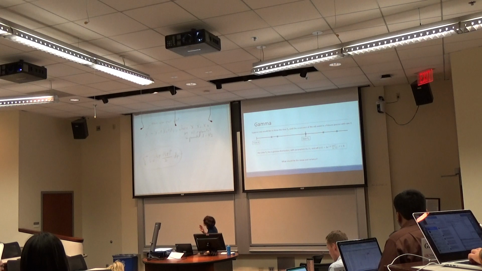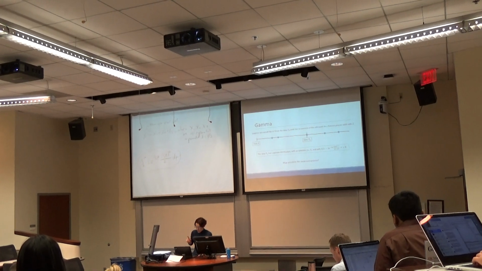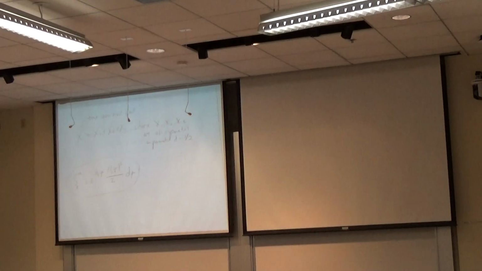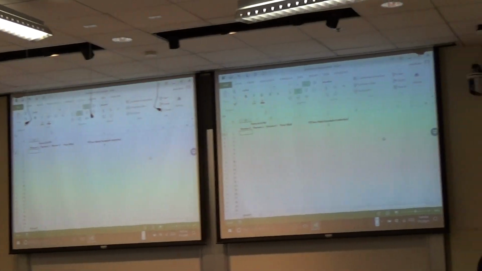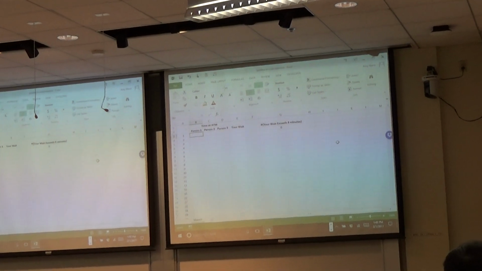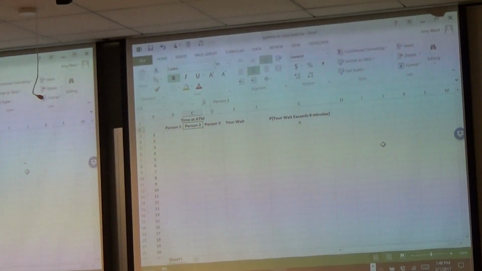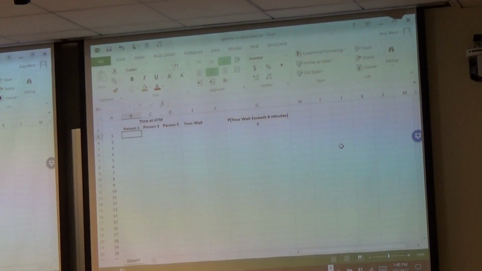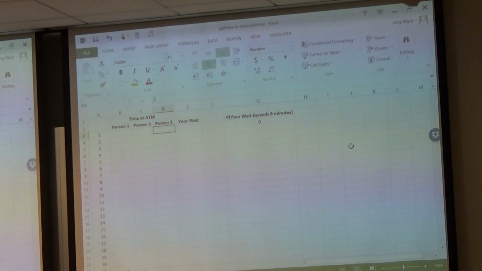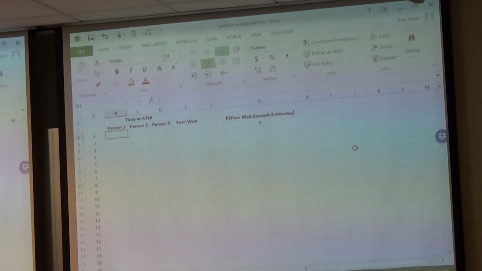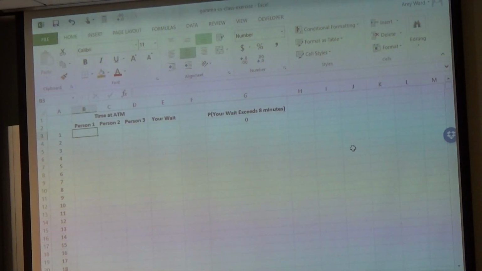Okay, so let's think about how I'm going to do this. Let me start you out on the Excel file. Here's the laptop, and I think here's the way to start this out. This is a simulation of the time at the ATM. Person 1 spends a certain amount of time, person 2 spends a certain amount of time, person 3 spends a certain amount of time, and my wait is the sum of these 3. I know that each of these people is spending an exponential time, so what I need is a way to sample from this exponential distribution. And we actually did this in class on Monday. So I'm remembering Monday and saying, how do I sample from an exponential distribution?